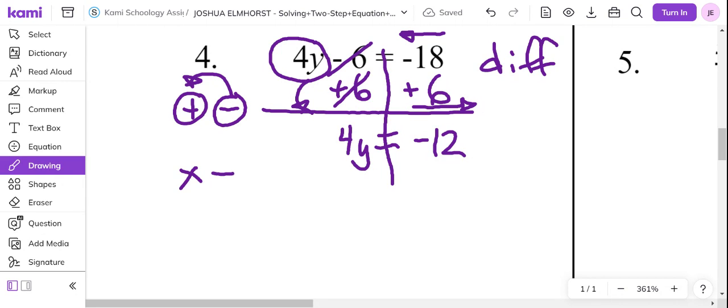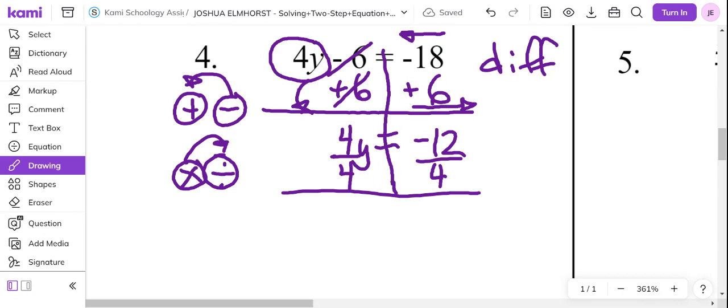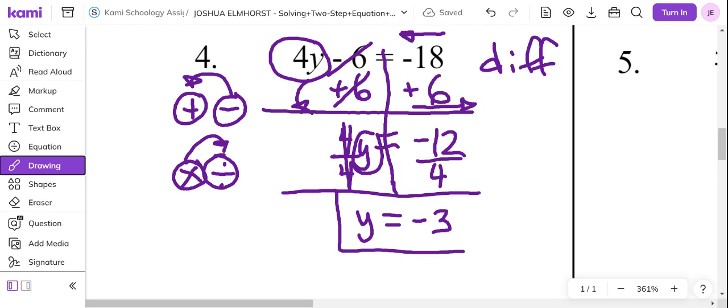Now we need to multiply or divide to solve. This is multiplication, so we are going to divide to solve. Divide by 4, divide by 4. 4 divided by 4 is 1, so now we have y is equal to -3.